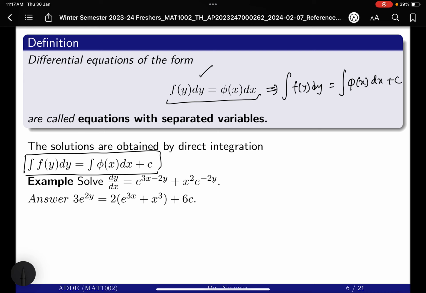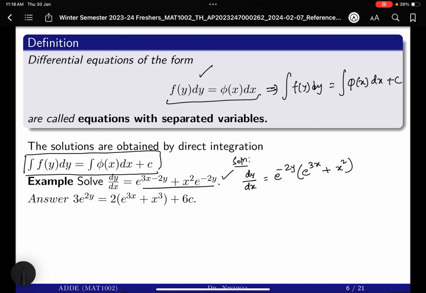For example, this is a classical question: dy/dx equals e^(3x minus 2y) plus x squared e^(minus 2y). This one you need to solve. So how will we do that? dy/dx equals, as a whole, from here you can take e^(minus 2y) common, so here you will have e^(3x) plus x squared.